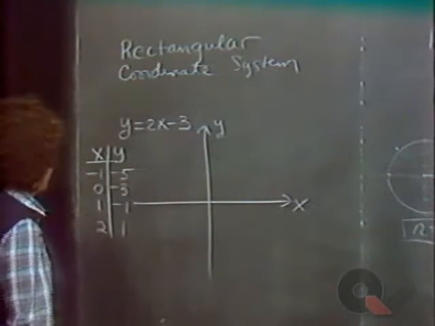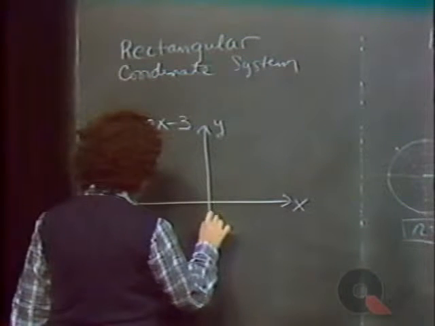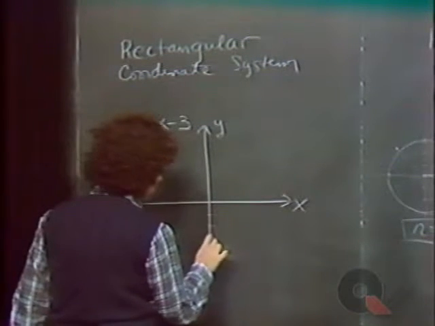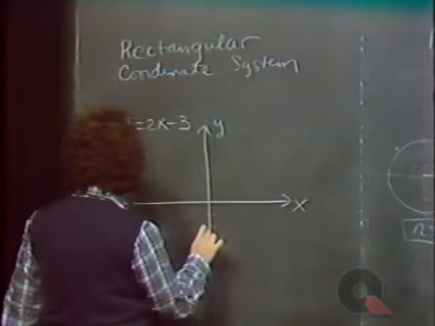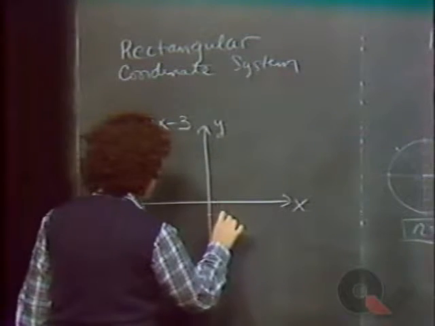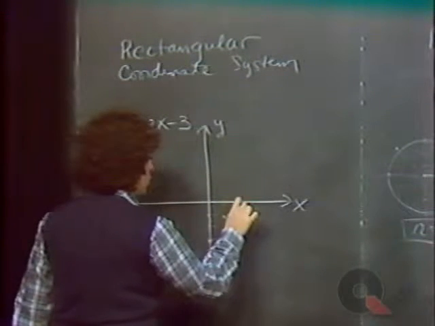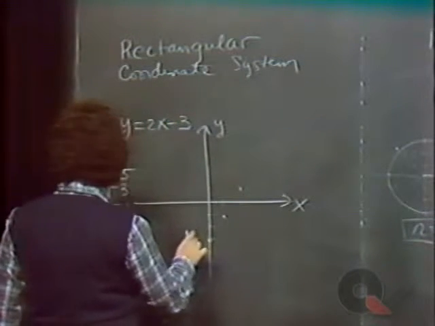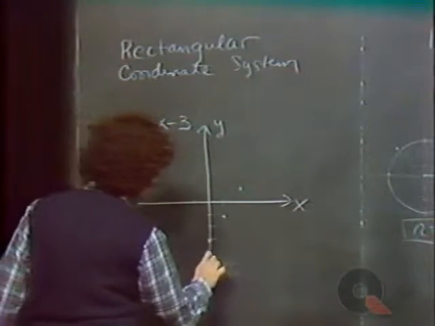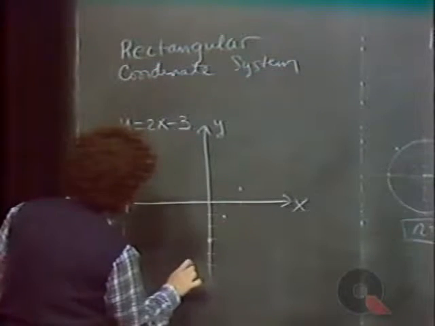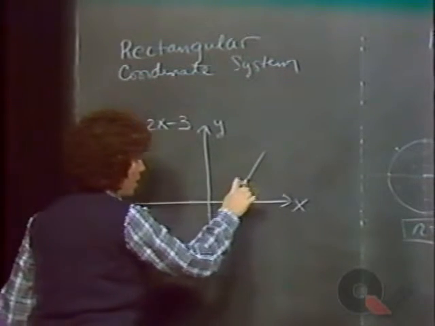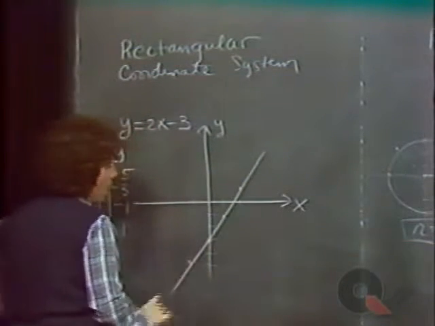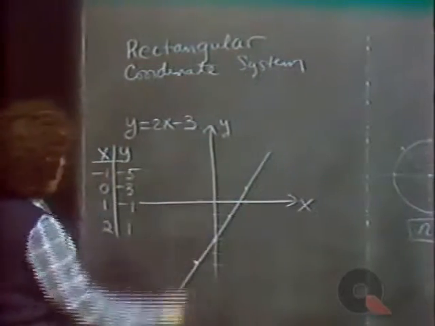And you plot these points, 0, -3, 1, -1, 2, 1, -1, -5, and you connect the points. And of course, we get a straight line.